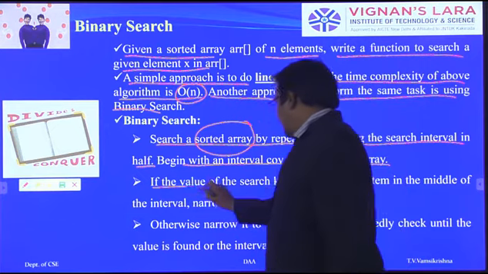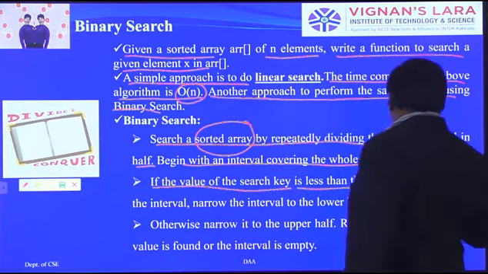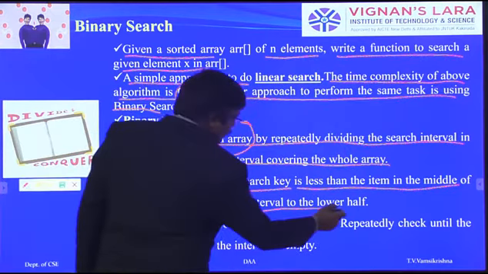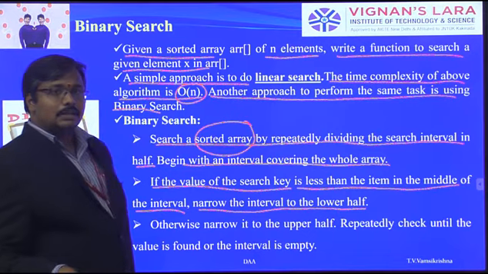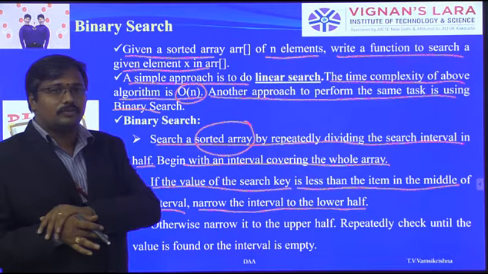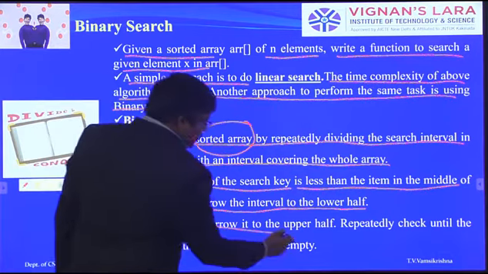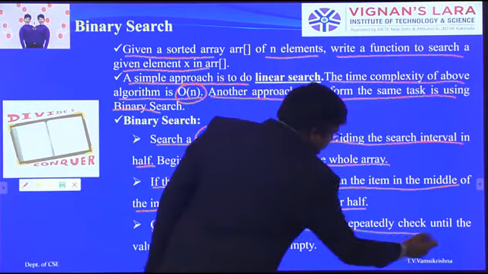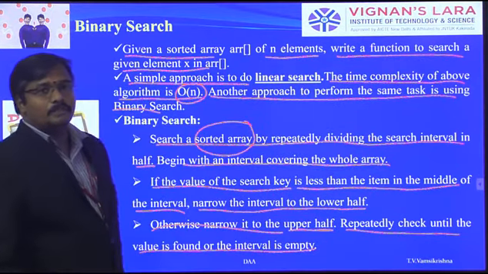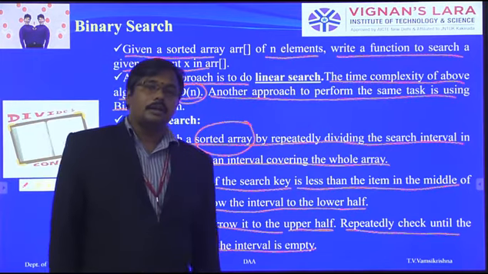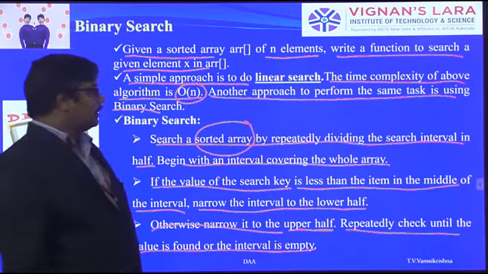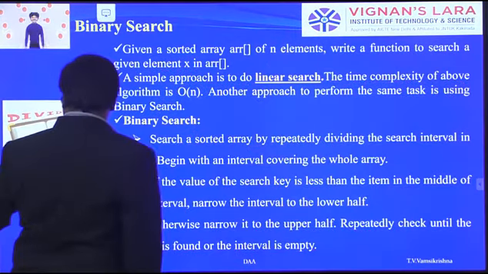If the value of the search key is less than the item in the middle of the interval, narrow the interval to the lower half. We concentrate only on the lower half, not the higher half. Otherwise, we concentrate on the upper half. We repeatedly check until the value is found or the interval is empty. We repeat this process until all the elements are exhausted.